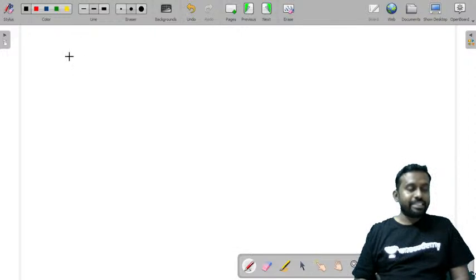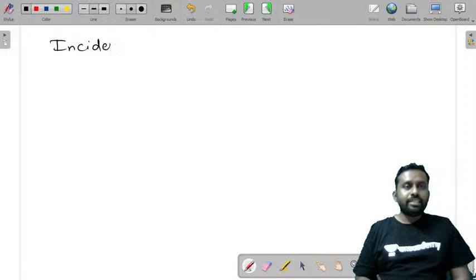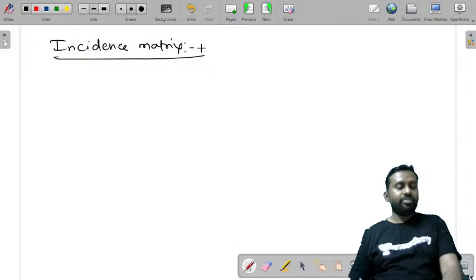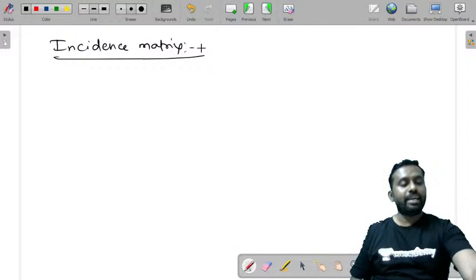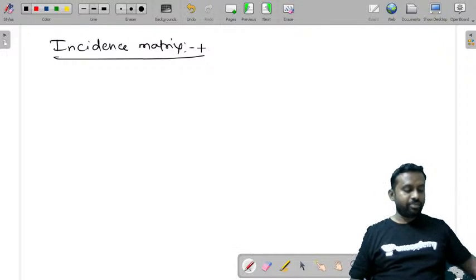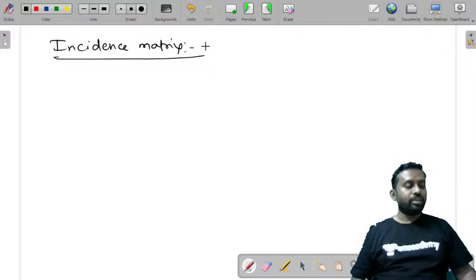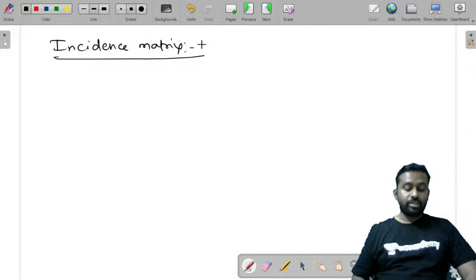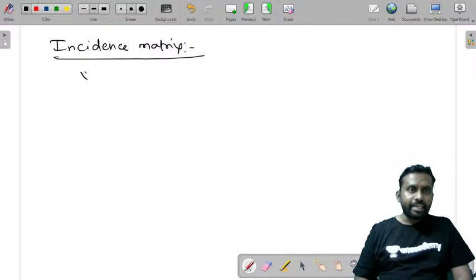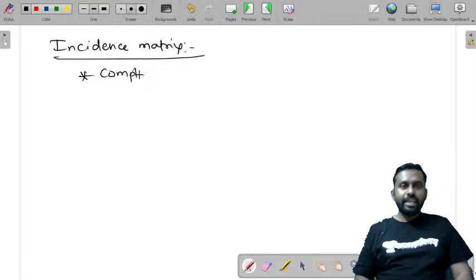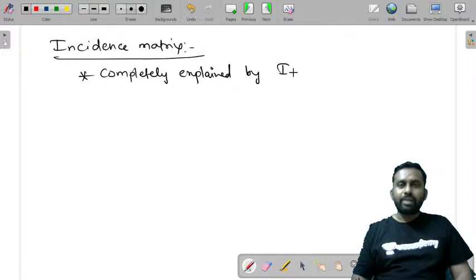So now let us see what an incidence matrix is. We have learned what a tree is, what a co-tree is, what a branch is, what a twig is, what a link is, and the number of links and twigs as well. Now, an incidence matrix can be completely explained with the help of an incidence matrix.